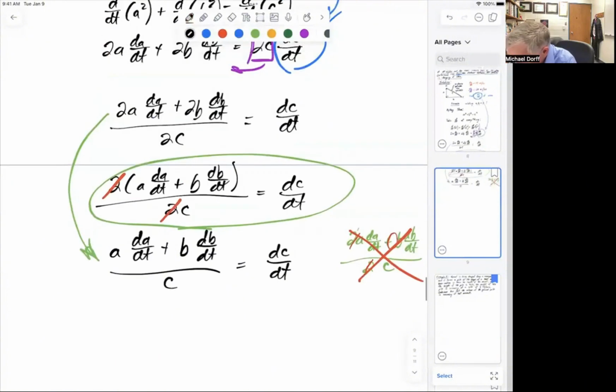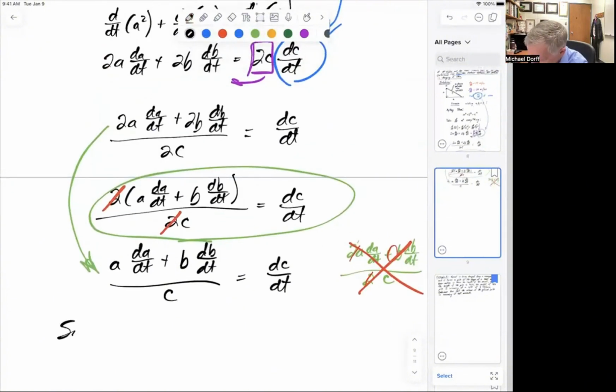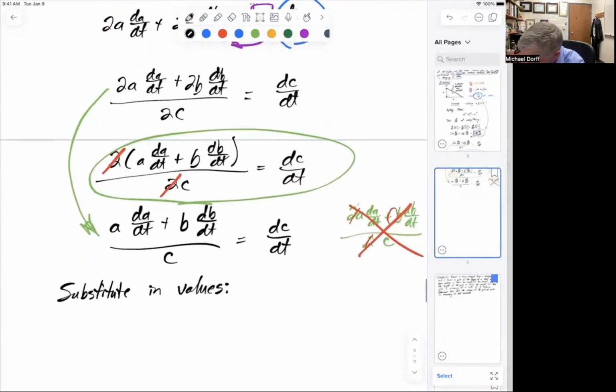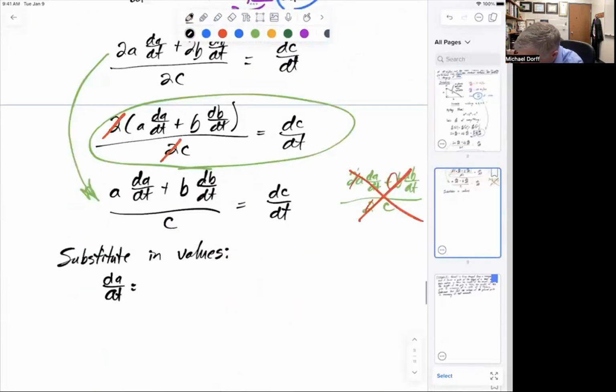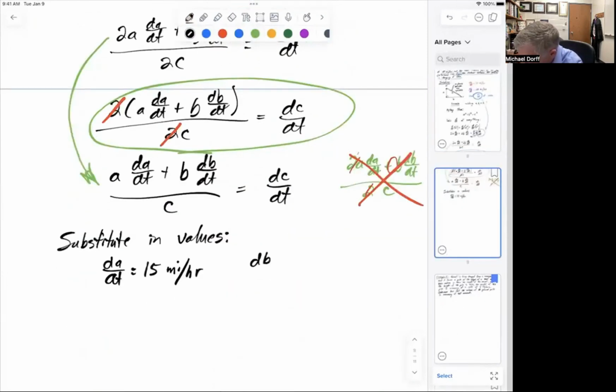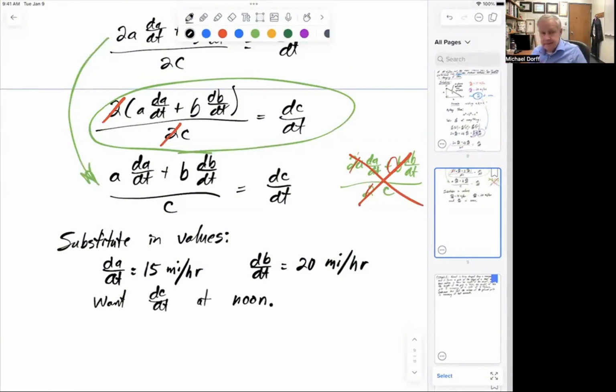Okay, the last thing is, I substitute in the values. All right, so let's see, what are we given? Remember, we have dA/dt was given as 15 miles per hour. We were given dB/dt is 20 miles per hour. We want dC/dt at noon. So we're not given A, B, and C, but we can figure out A, B, and C by knowing that we're at noon.